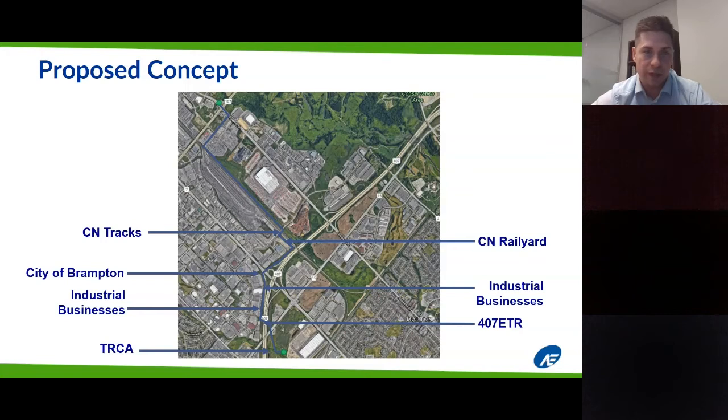And again, tunneling underneath the CN tracks. You can tell by the number of spur lines that we have just above this arrow that it is a fairly important hub here in the GTA. And so we had to make sure that these tracks were not negatively impacted.